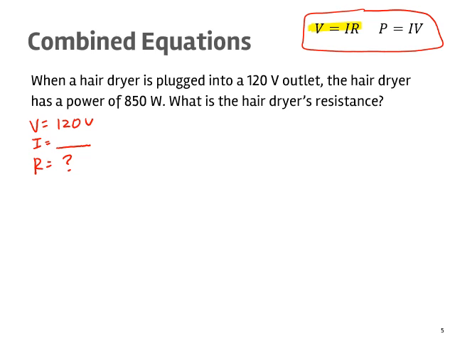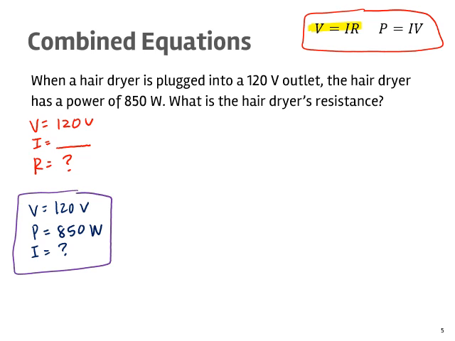So the question becomes, well, how can we get that current? Let me write this in a different color down here. Let's write down the variables that we know. Again, we know the voltage, 120 volts, and it also gives us power, which is 850 watts. So we have a P and we have a V. Again, what we need to solve here is an I. What you have to ask yourself is, is there an equation that relates all three of these terms? And of course, our answer is going to be yes. This is P equals IV.